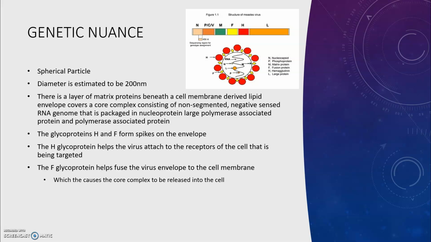The glycoproteins H and F form spikes on the envelope. The H-glycoprotein helps the virus attach to the receptors of the cell that is being targeted. The F-glycoprotein helps fuse the virus envelope to the cell membrane, which then causes the core complex to be released into the cell.